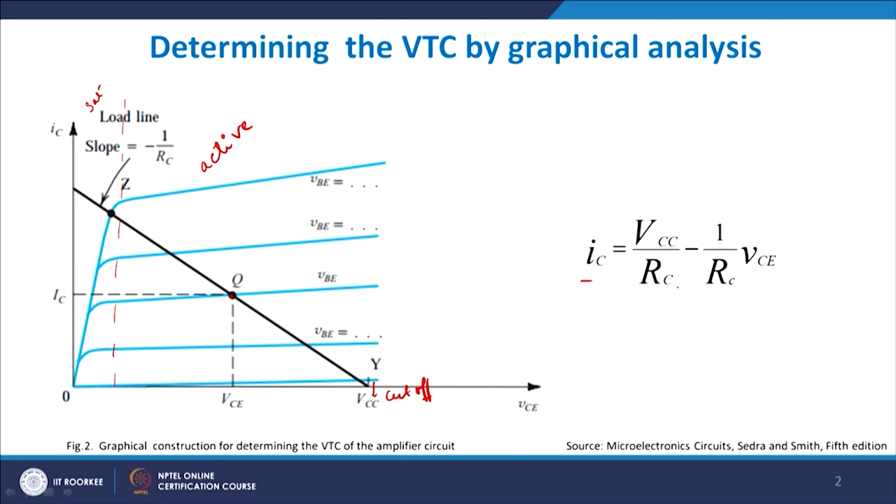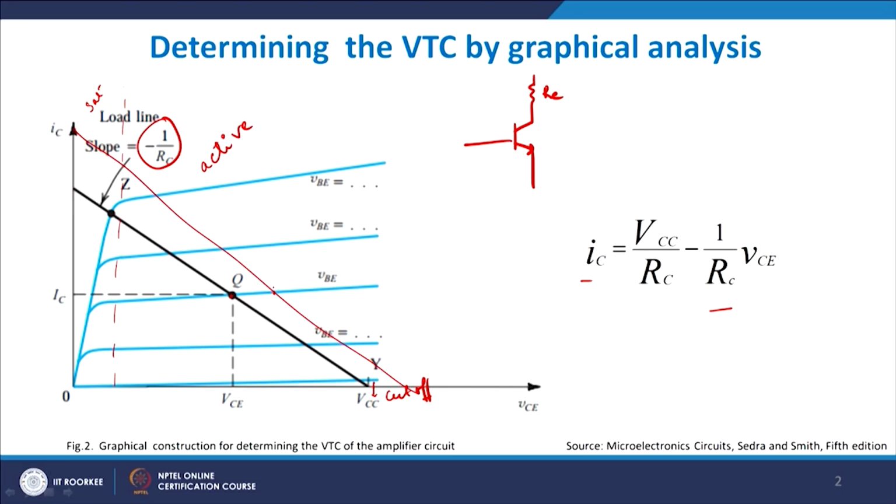Now, IC is given by this, and therefore the slope is equal to minus 1 by RC, and therefore it is known as the load line. You go on changing the load here, and you automatically get a different line. If the RC value is now smaller, the slope will change drastically. The slope will be something like this. Now, it might be something like this.